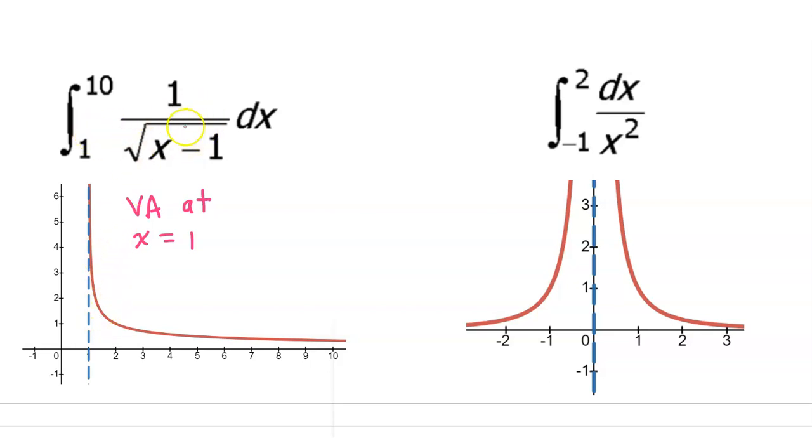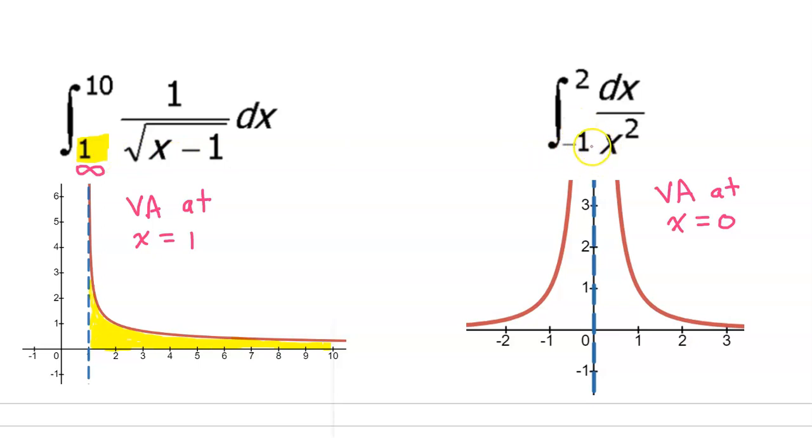We know that the integral is the area under this curve, but the area goes technically to infinity. The upper limit of integration is 10, so the area stops here on the right-hand side. But the lower limit of integration is 1. As x approaches 1, the curve, and thus the area, approaches infinity. So in this case, the lower limit of integration is the issue.